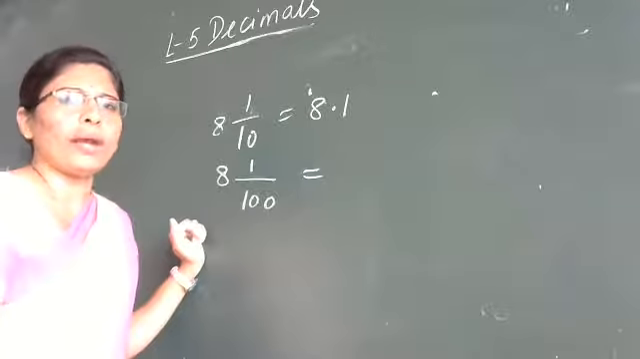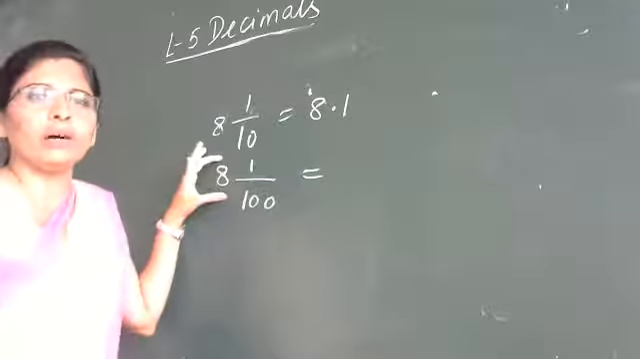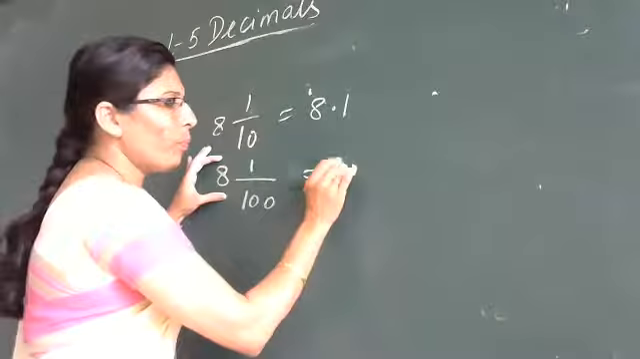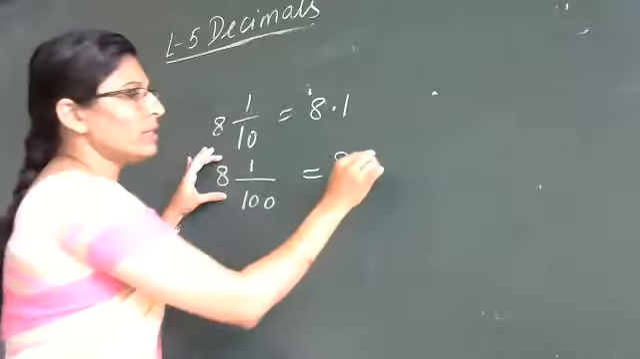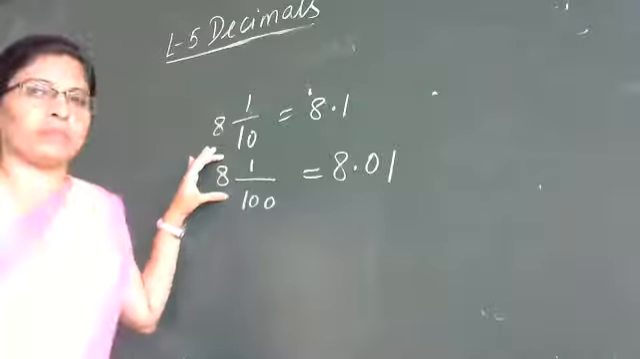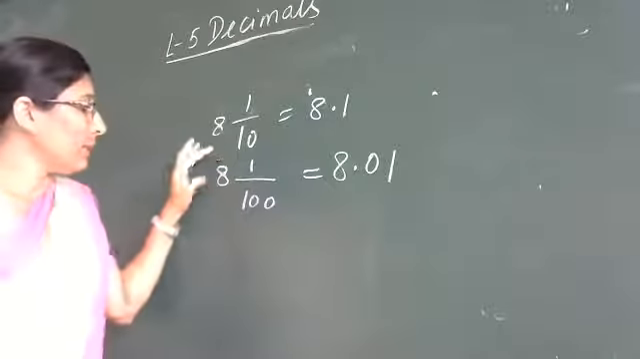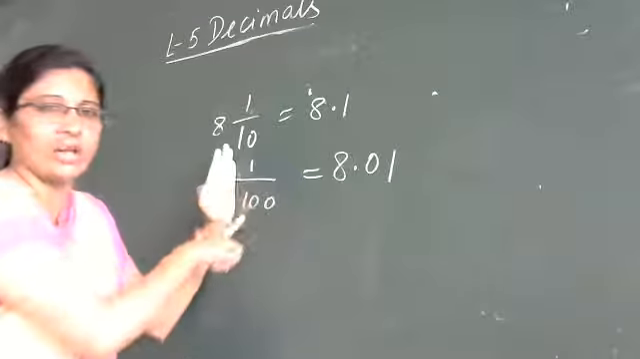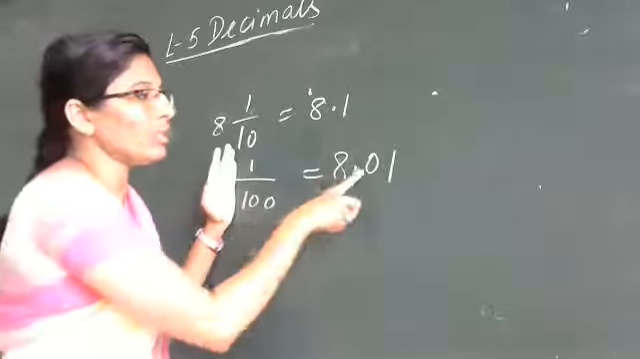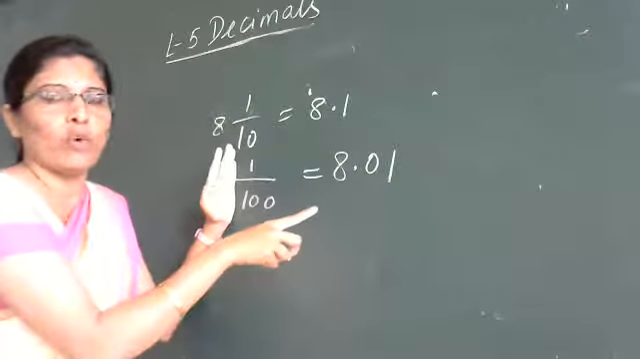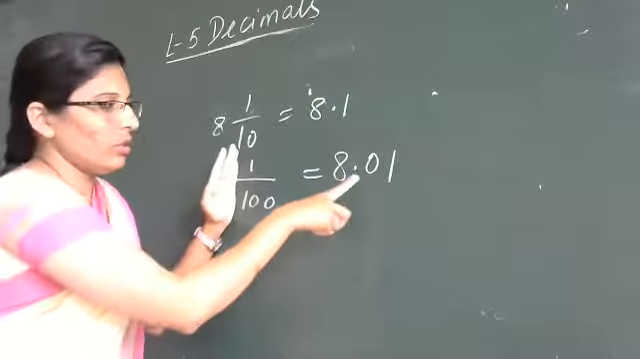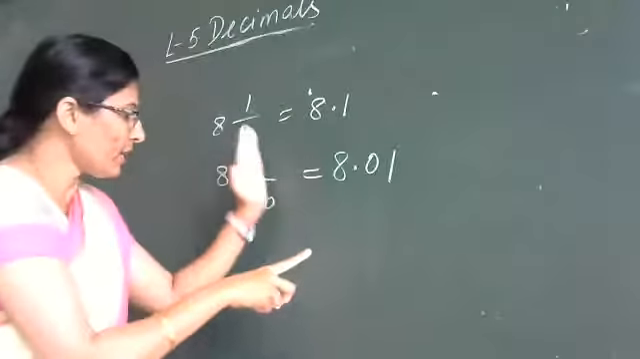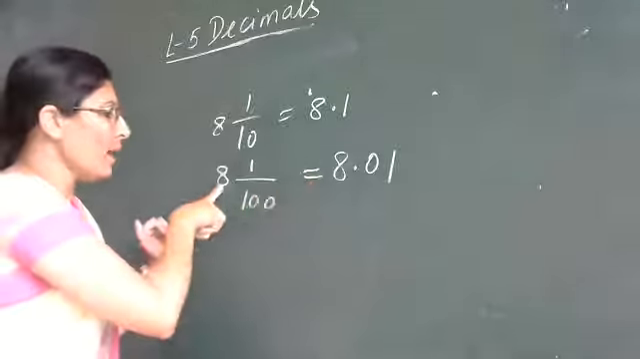Not 0.81. Why 0 point? This is the whole number. It is 8.01. This is the whole number, the integral part, and this is a fraction. So 1 by 100 is 0.01. 0.01 is the fraction, and this 8 is the whole number, the integral part.